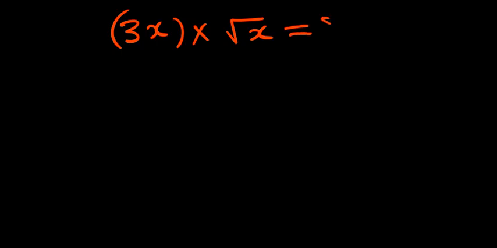Let's solve the last question. I think we've solved almost everything. Let's say you have 3 to the power x times the square root of x is equal to 81. Okay, so how do we solve this question?